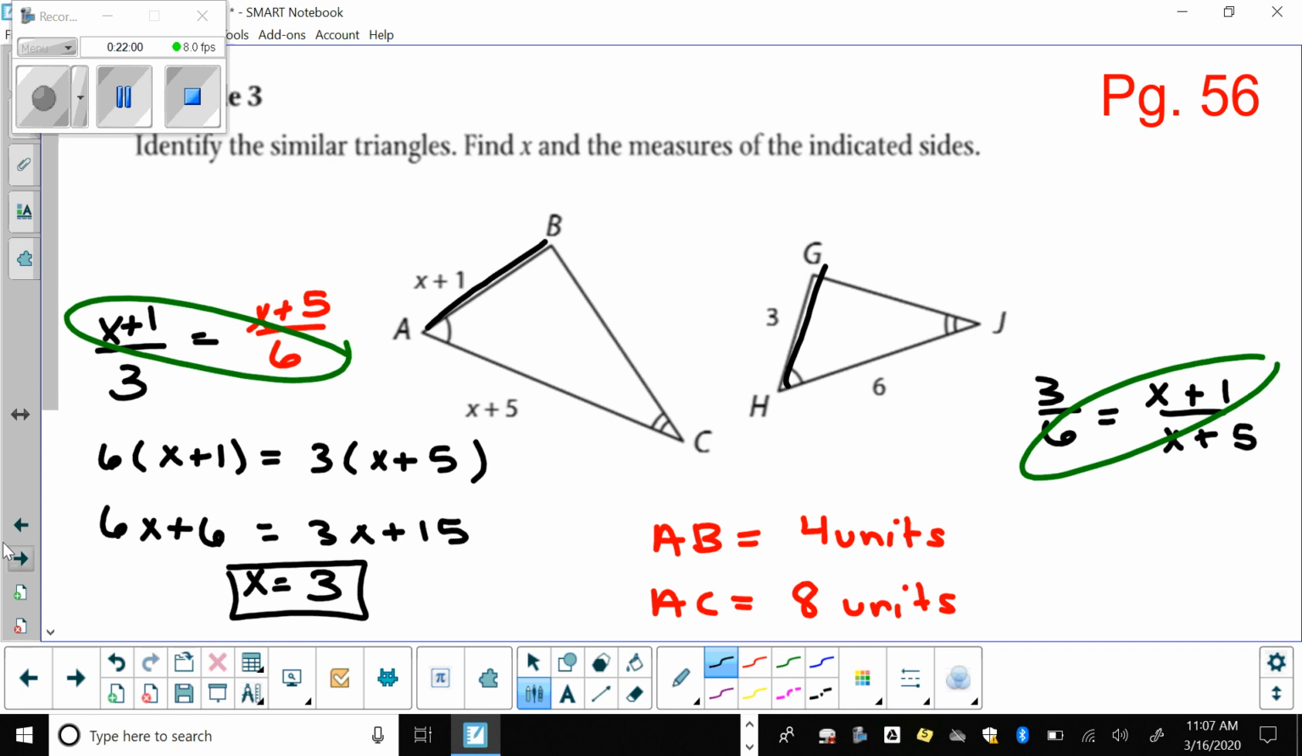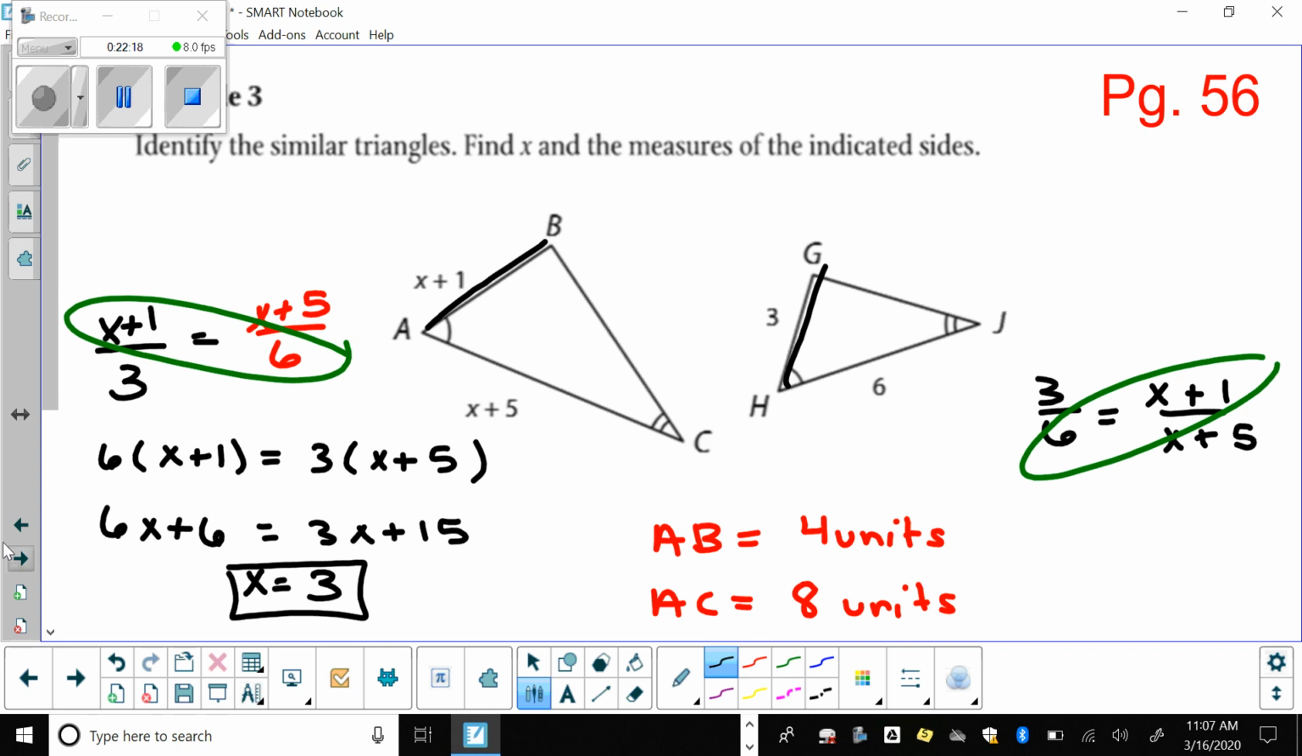All right, this should be our last example. Thanks for going through all of this. So let's finish it up. Example 3. Okay, identify the similar triangles, find X and the measures of the indicated sides.